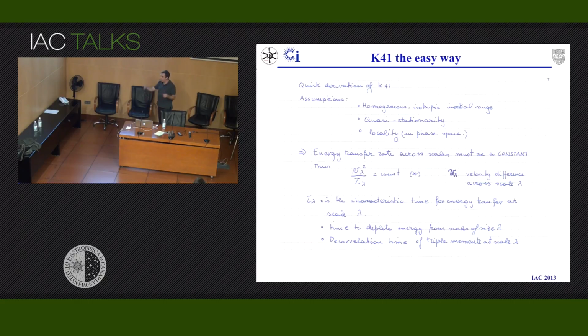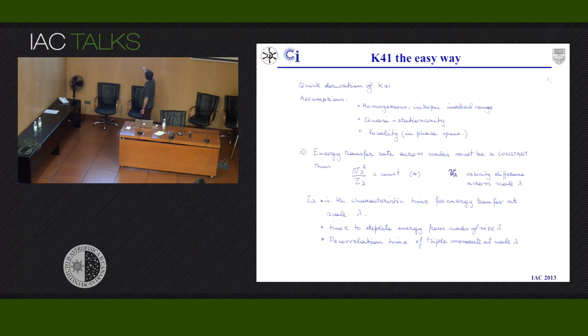Okay, if you believe that this thing is quasi-stationary and energy is flowing through in my cascade, it has to flow through at a constant rate, because otherwise it would pile up in a place, and then this place would get all the energy, and it wouldn't be a quasi-stationary state. So the energy transfer rate is just the square of the velocity at a scale lambda divided by the time it takes for the energy to cascade from the scale lambda to the next scale. So this energy transfer rate should be constant.